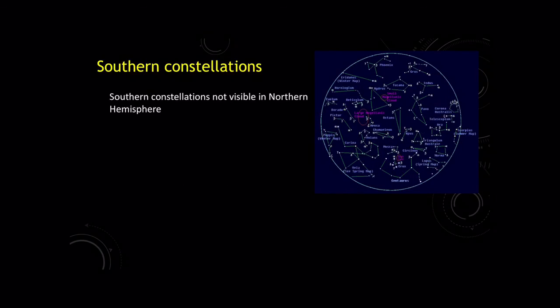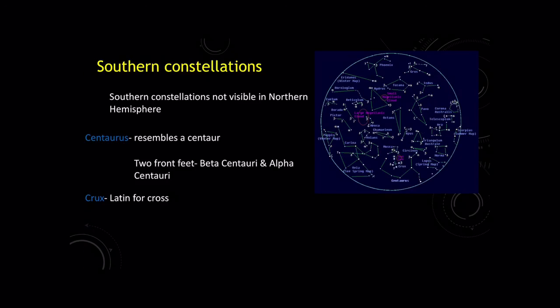Some southern constellations. Southern constellations are not going to be visible in the northern hemisphere. You have Centaurus. It resembles a centaur, and the 2 front feet are these 2 stars, Beta Centauri and Alpha Centauri. Crux is Latin for cross, and the 4 brightest stars in Crux form the asterism called the Southern Cross.